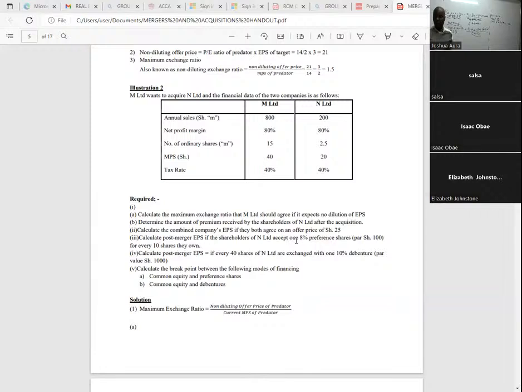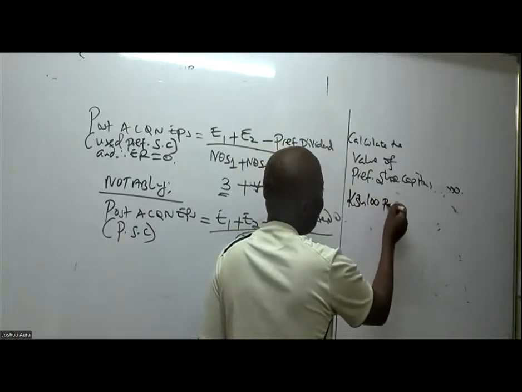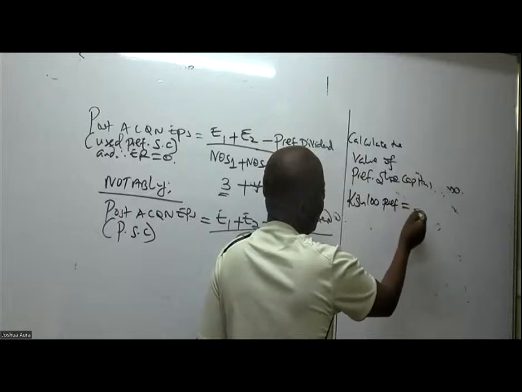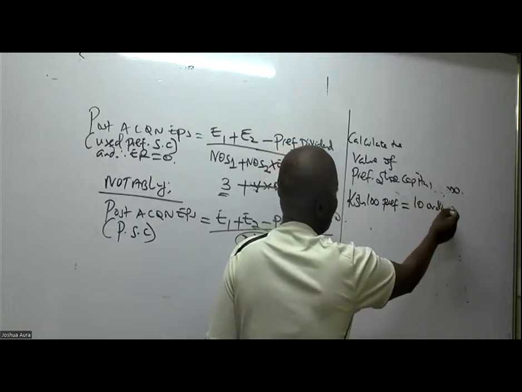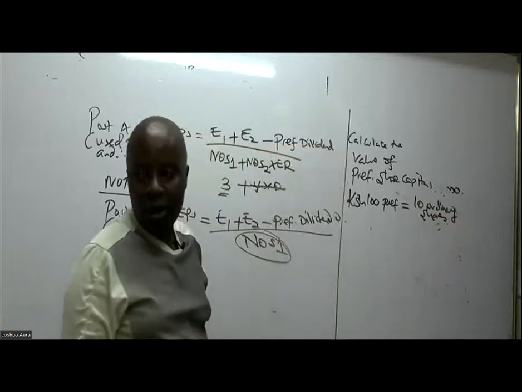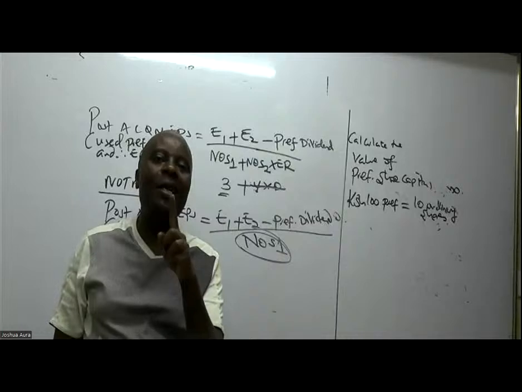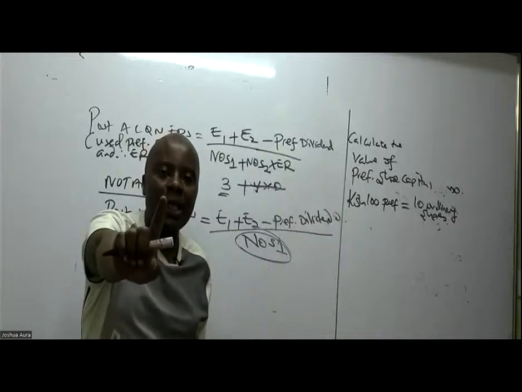So please listen here. I'm giving out one preference share, and this one preference share has a par value of Kenya shillings 100. So basically, we are giving out Kenya shillings 100 in preference shares to be able to get 10 ordinary shares. So I'm giving away one preference share capital of 100 bob for every 10 shares that they give me.